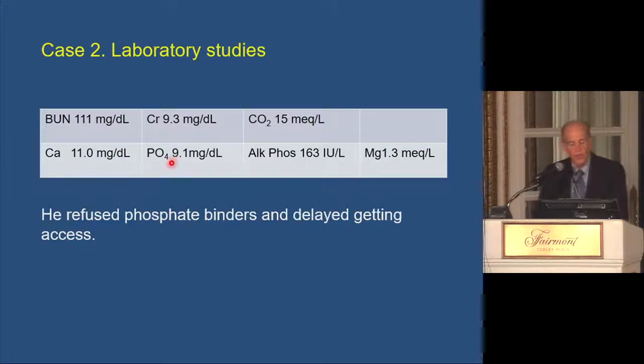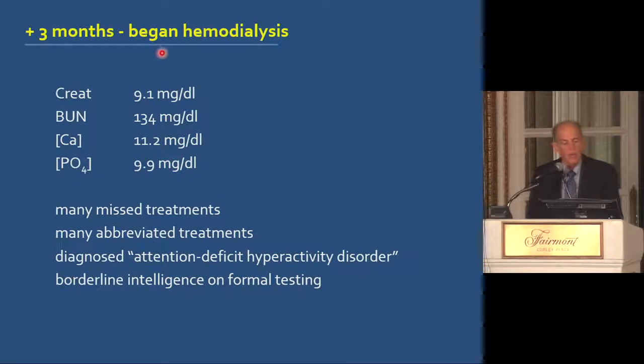He refused his phosphate binders. He delayed getting access. 3 months later, he began hemodialysis when his BUN was 134, creatinine was 9, calcium was markedly elevated, phosphorus was elevated. He missed his treatments, he had abbreviated treatments.